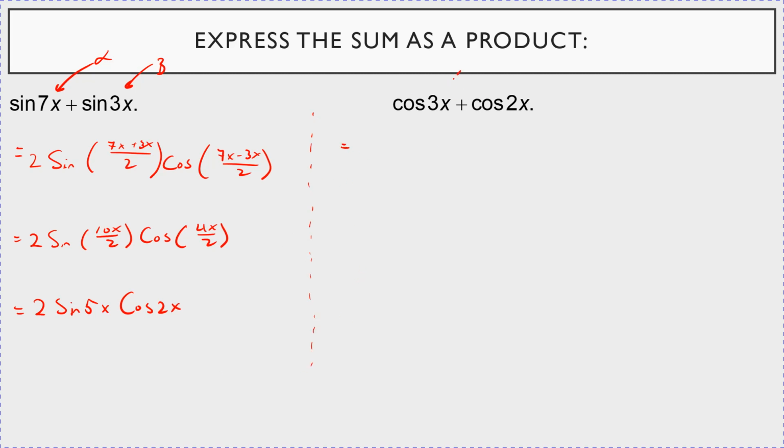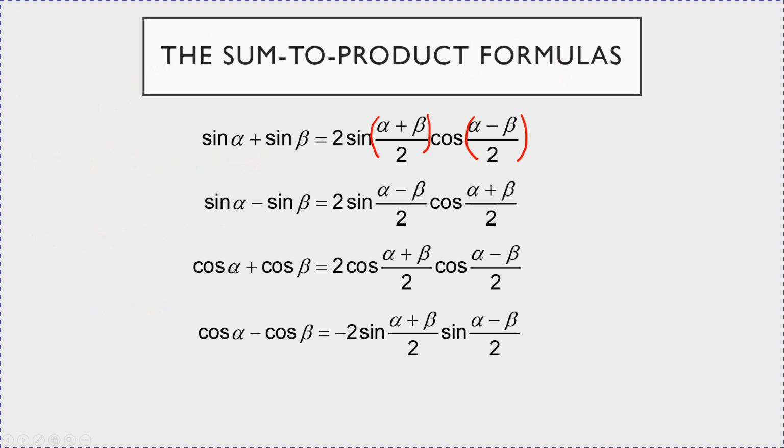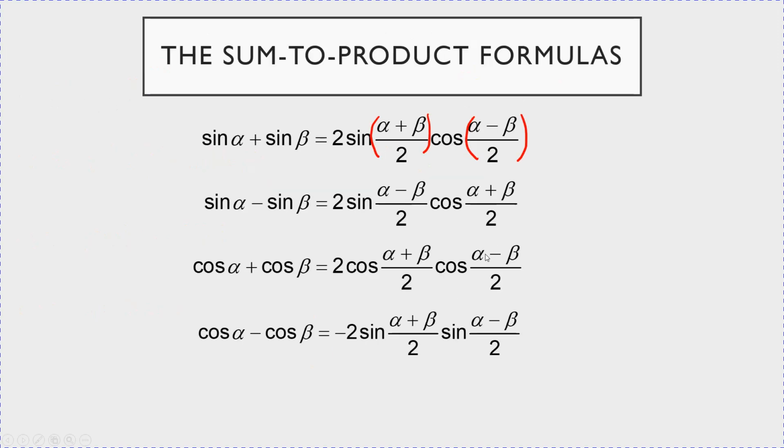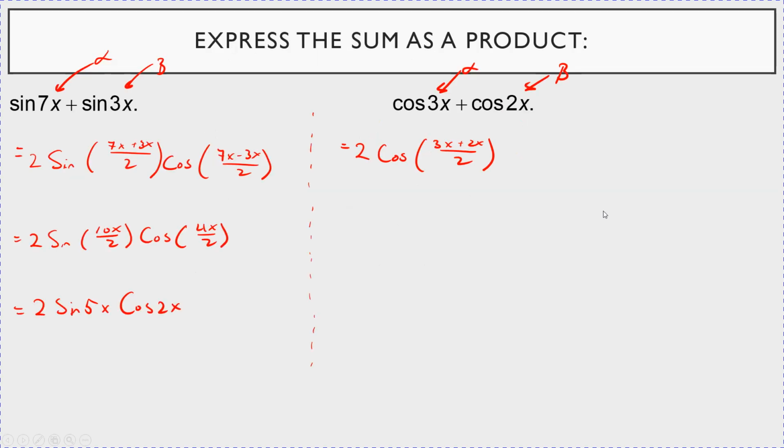All right, so now this is cosine of 3x, so that's my alpha, plus cosine of 2x, that's my beta. So look, you're going to use this formula here, cosine of alpha plus cosine of beta. Okay, so this is 2 cosine of alpha plus beta divided by 2. So this is 2 cosine of 3x plus 2x divided by 2, times cosine of alpha minus beta divided by 2. So cosine of 3x minus 2x divided by 2.